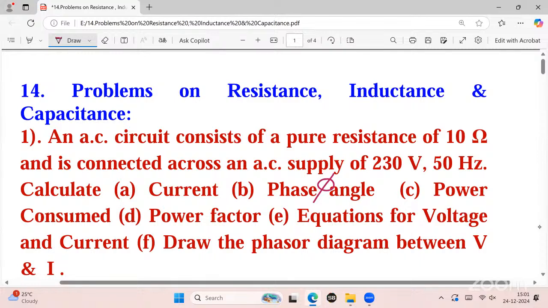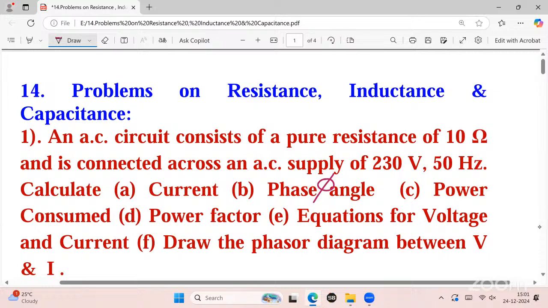Seventh result. C bit, power consumed. Heading. Formula: P is equal to VI watts. What is V? 230. What is I? 23. What is the answer? 5290 watts.